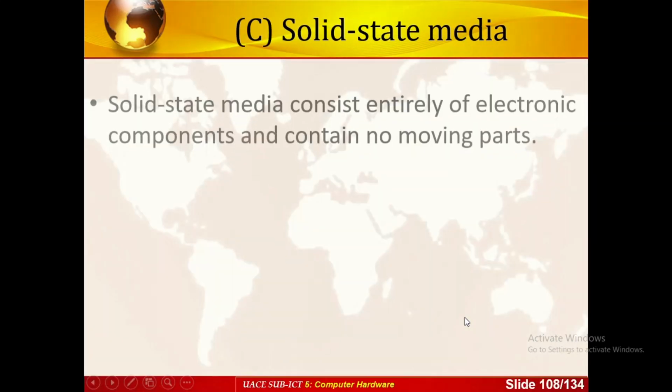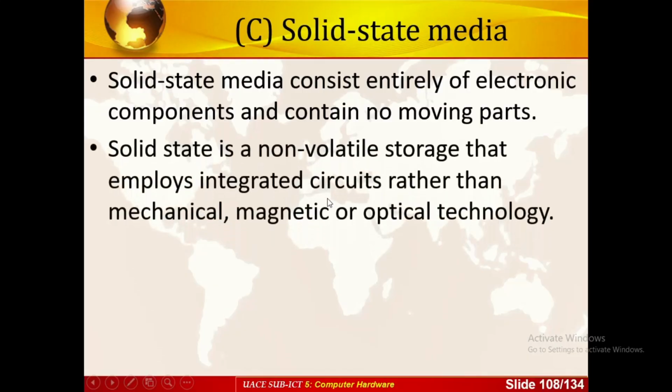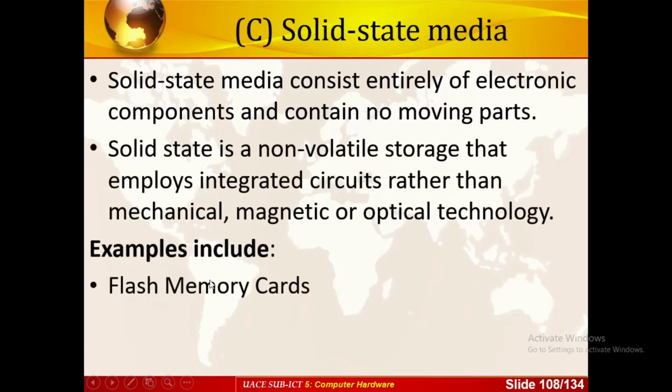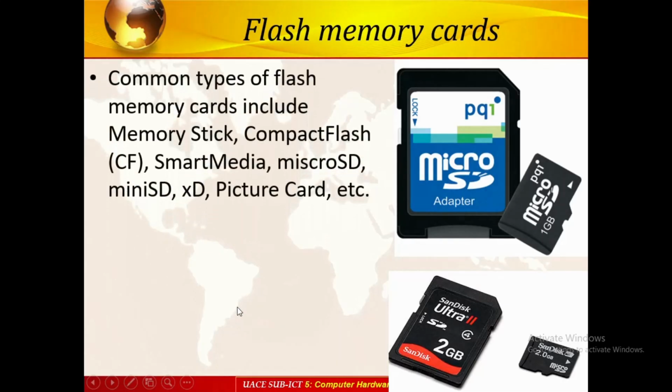Then you can talk of the solid state media, which is made entirely of electronic components and contains no moving parts. We have the flash memory cards. You can talk of the USB flash disks, and we have the smart cards. These are the flash memory cards we are talking about. Of course, they are electronic. As you can see, we have SmartMedia, micro SD, mini SD, and many others.